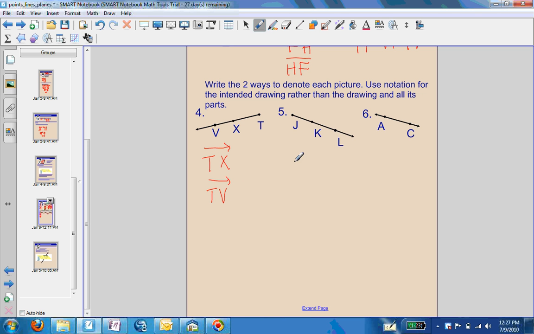And the next one we could have ray JK or ray JL. So for a ray, those are the only ones possible. Again, remember that the point that's your endpoint has to be the first letter, and then the arrow always has to point to the right for rays. And then this is line AC or line CA. Notice that my notation is very specific.